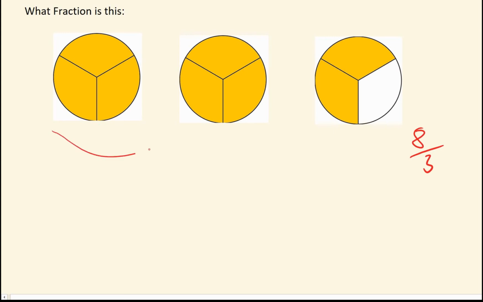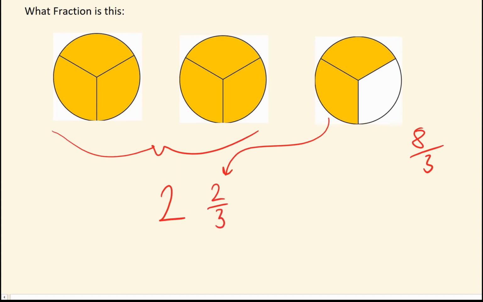If we look at these two circles, they're fully coloured in. So we have 2 wholes. So we say I've got 2 wholes and I've got a bit left over. This isn't a full circle. Of this circle, I have 2 thirds. Cut into thirds and I've got 2 of them. So this fraction is also 2 and 2 thirds.